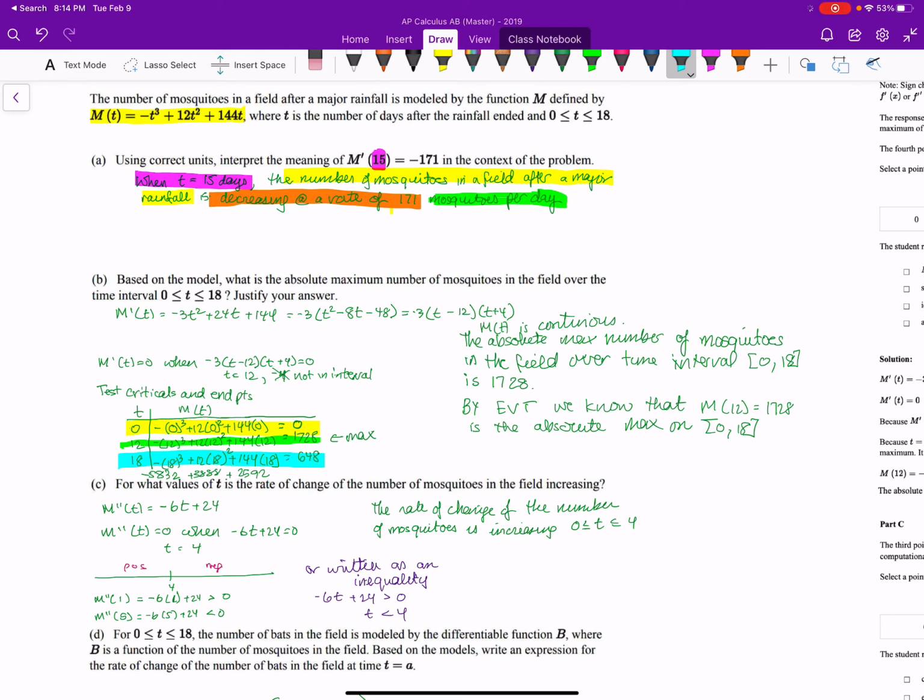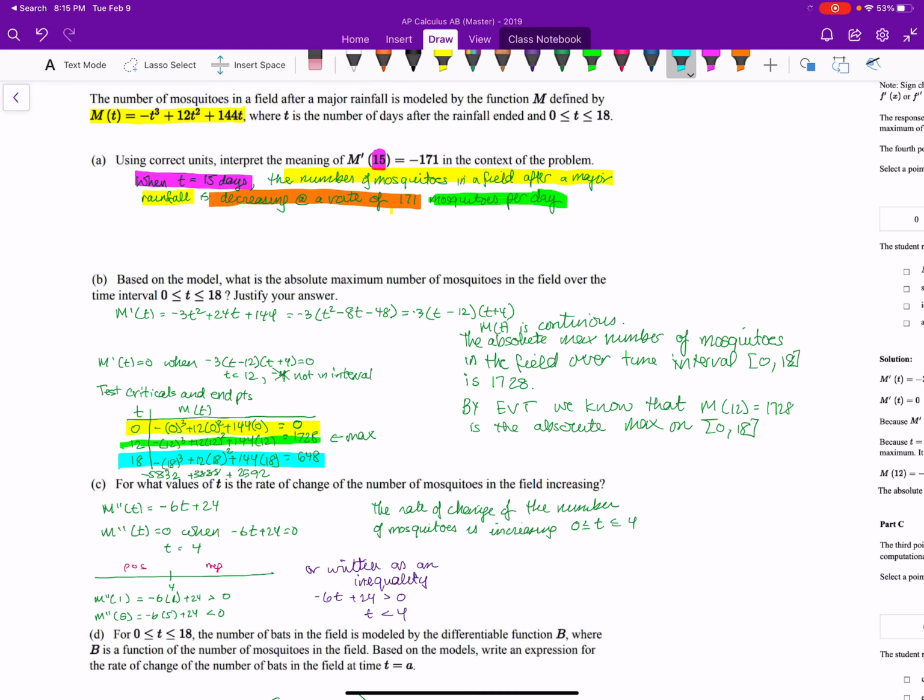That's 1728. So essentially, I know that it's a closed interval. I know the function is continuous. So by the extreme value theorem, I know that it's either going to be at the endpoints or at a critical number. So in this case, it happens to be at the critical number. So the absolute maximum value of mosquitoes in the field over the time interval from 0 to 18 is 1728.